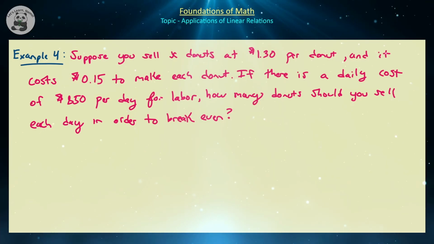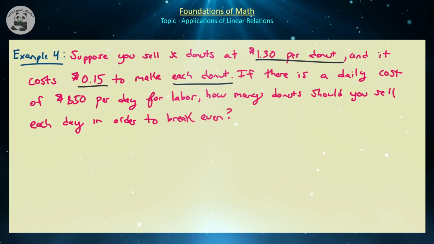Now let us consider this revenue, profit, and cost example. Suppose that you sell x donuts at $1.30 per donut, and let us assume that it costs 15 cents to make each donut. Let us also assume that there is a daily cost of $850 per day due to labor, i.e. to pay the people that are working at this bakery. How many donuts should you sell each day in order to break even?